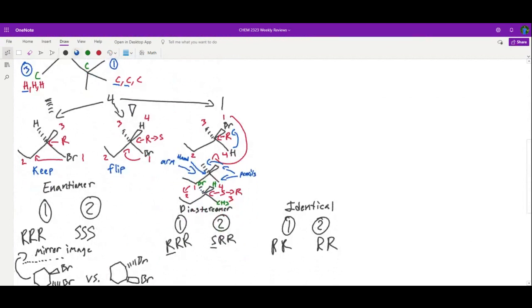Just make sure that for the line, it's going to be rotate. So you can either keep, flip, or rotate for the 4th priority group.